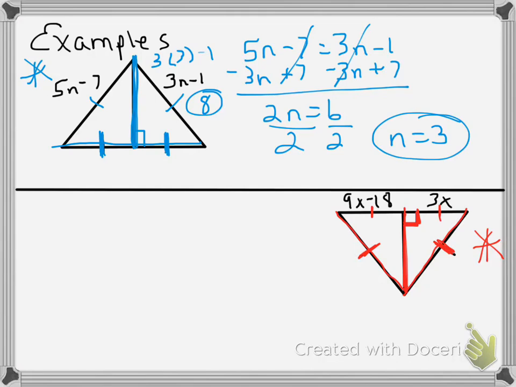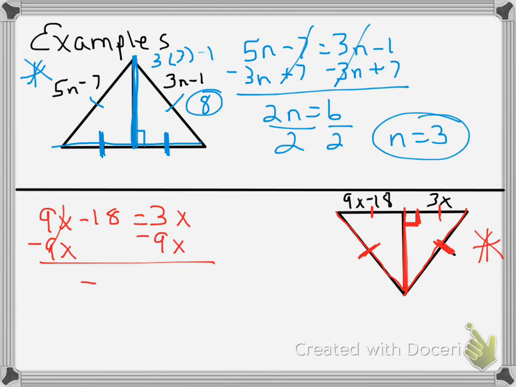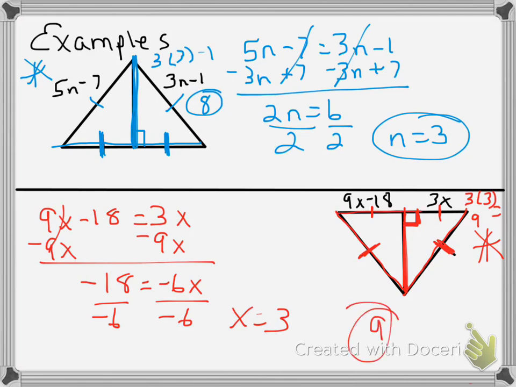So, solve it the same way. 9x minus 18 equals 3x. I'm going to subtract 9x from both sides. Negative 18 equals negative 6x. Divide by negative 6. I now know that x is equal to 3. So if I want to plug in and find out what my lengths are, I know that 3 times 3 is equal to 9. And if I needed to know the whole length of this one, then it would be 18, would be this whole length.